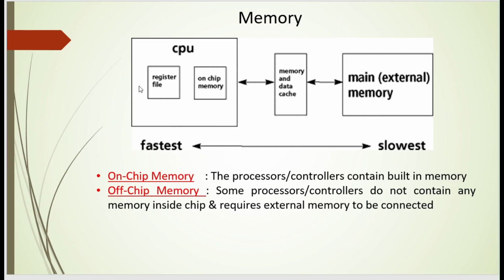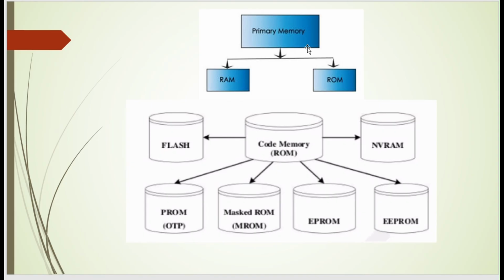In continuation with the previous lecture, now we'll discuss about the memory. Memory is classified into two types, on-chip memory and off-chip memory. In on-chip memory, the processor or controller contains built-in memory and external memory need not be connected, whereas in off-chip memory, some processors or controllers do not contain any memory inside the chip and we need to connect the external memory.